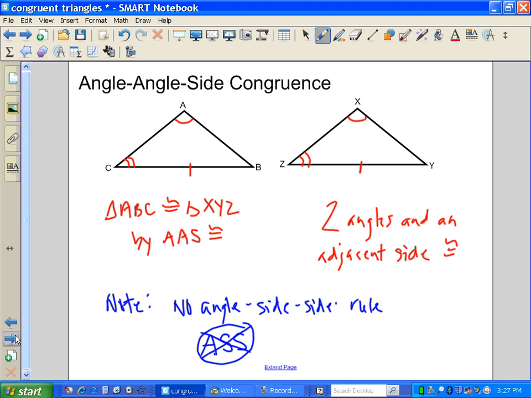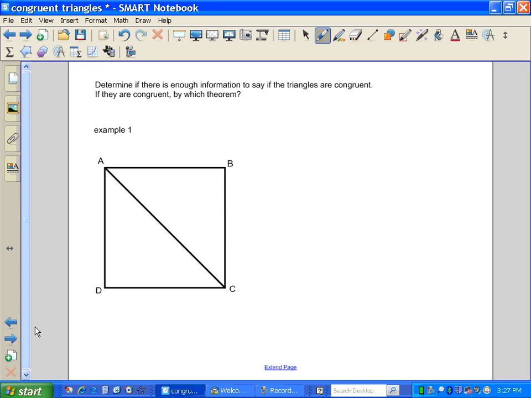Let's look at some examples. So one of the main questions in this whole unit is: is there enough information? Here we have a few examples where we want to know if there's enough information to say if the triangles are congruent. And if they are congruent, we want to know by what theorem.